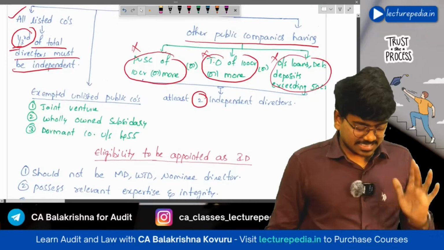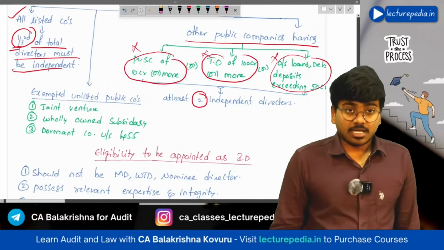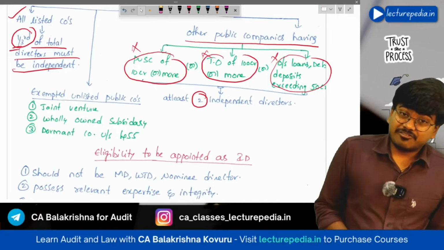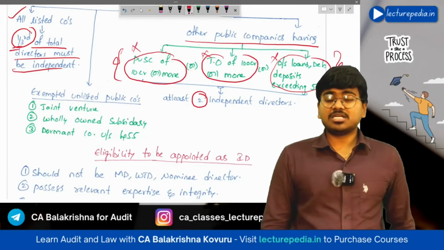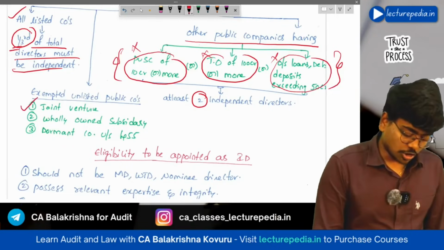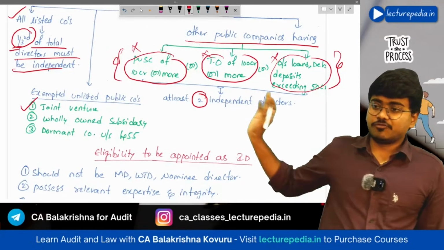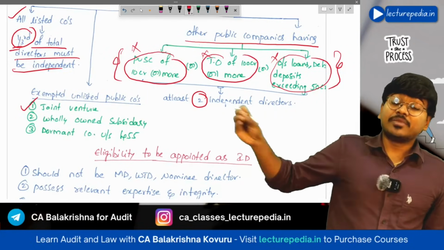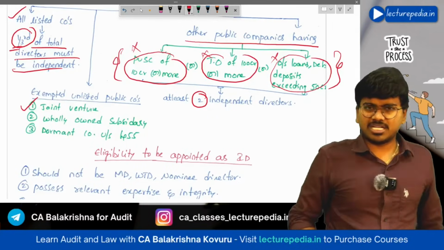Next, exempted unlisted public companies. There are certain public companies that, even if they fulfill these criteria, need not appoint an independent director. What are they? Joint venture companies. A joint venture public company, even if it is fulfilling any of these criteria, need not appoint an independent director because it is exempted from appointing one.